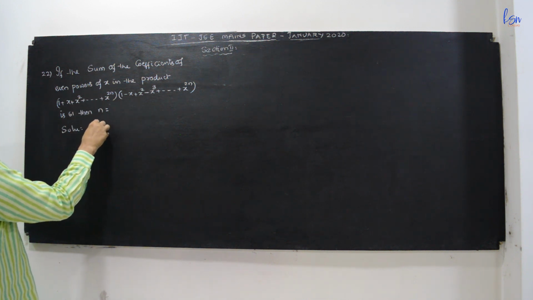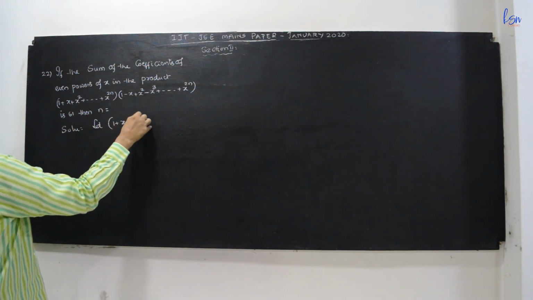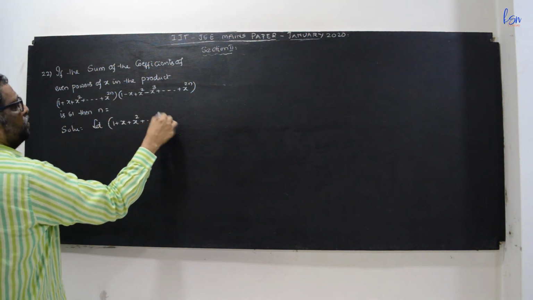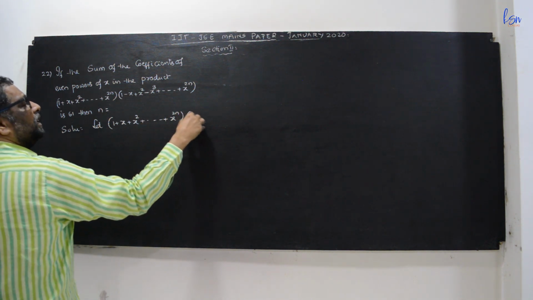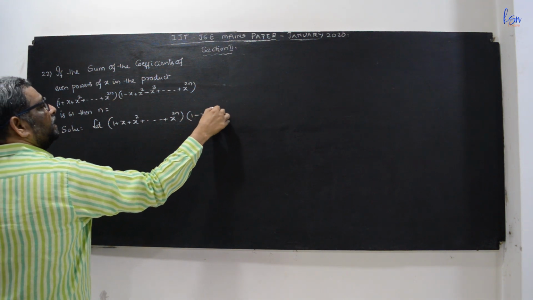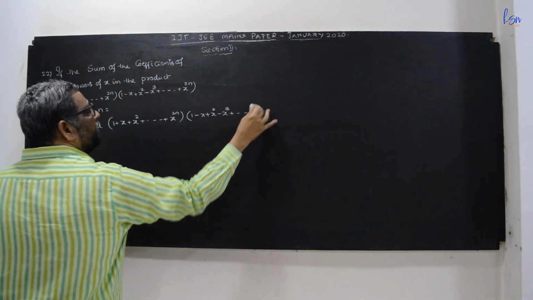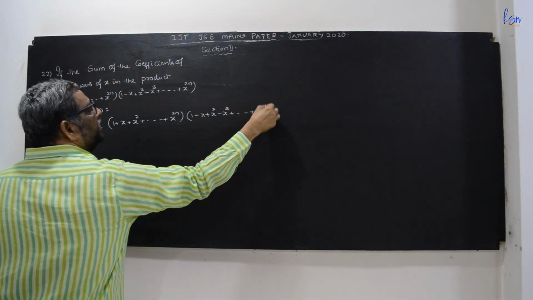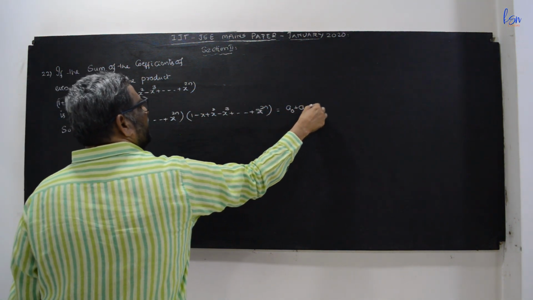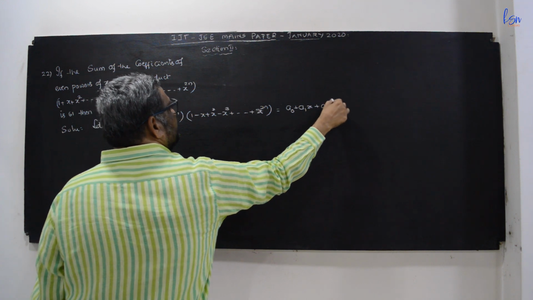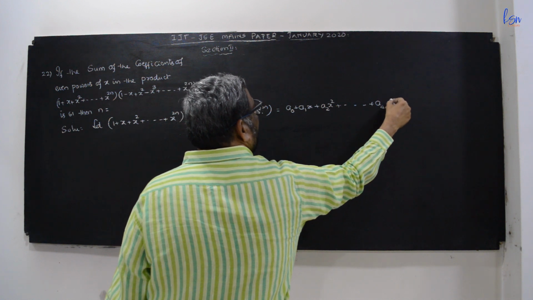Let (1 + x² + ... + x^2n)(1 - x + x² - x³ + ... + x^2n) be equal to a0 + a1x + a2x² + ... + a4n x^4n.